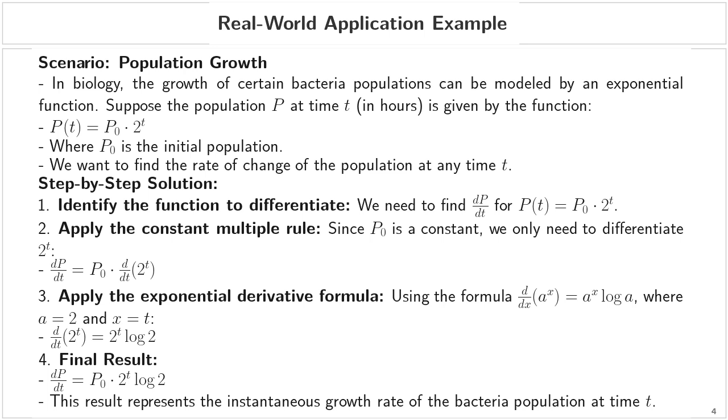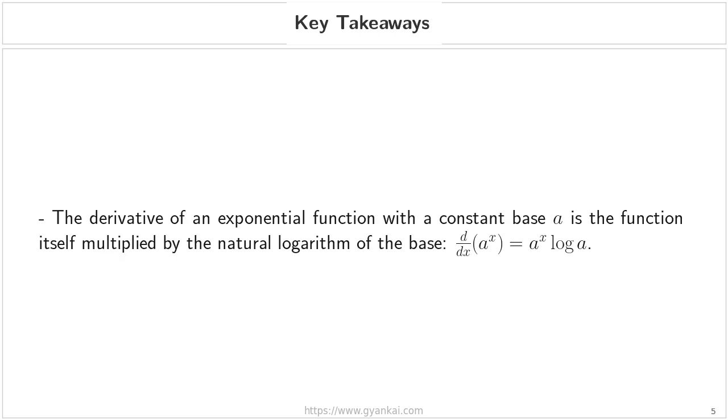Key takeaways. Now that we have explored two different methods of derivation, let us summarize the key takeaways from this section. First, the most important point to remember is that the derivative of an exponential function with a constant base, a, is the function itself multiplied by the natural logarithm of that base. To put this into a formula, the derivative of a to the power of x with respect to x is equal to a to the power of x times the natural log of a.